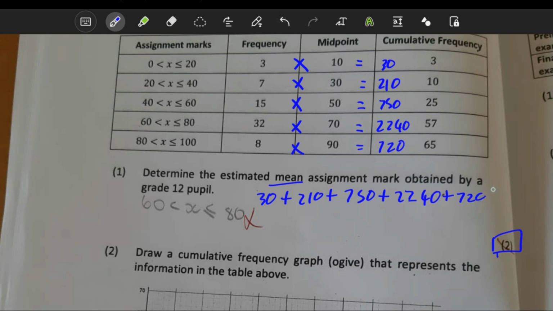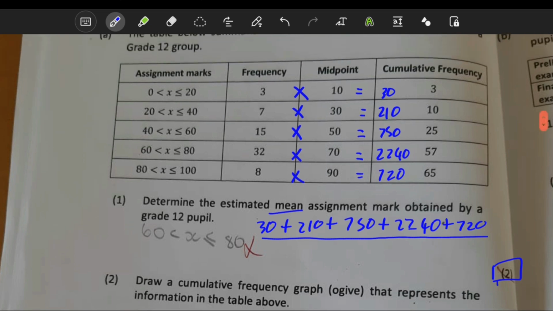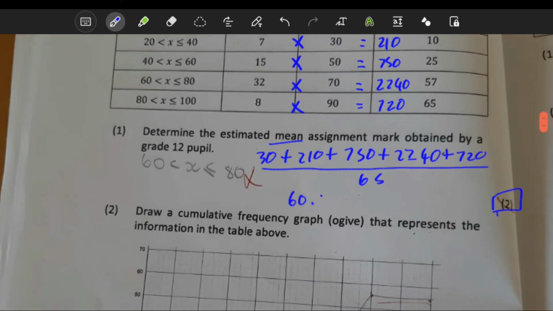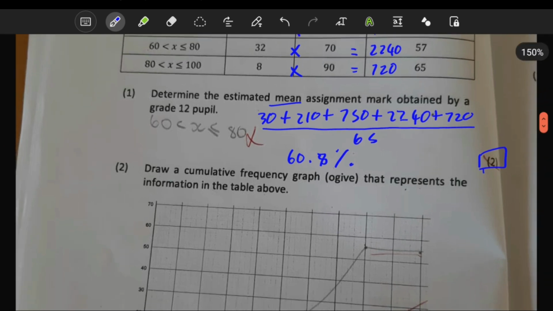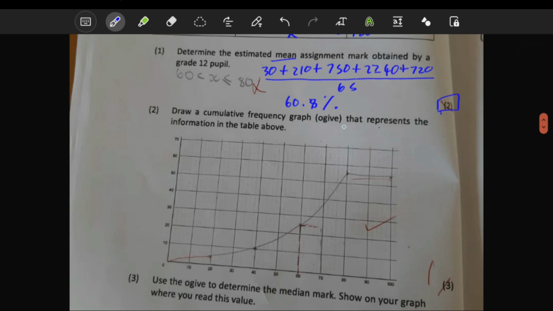This here is like the total of all the marks, right? You're just going to divide it by how many people there are, of which this cumulative frequency is telling us that in total you have 65 people, because you added these 3 plus these plus these plus these plus these. So in our calculator, let's see what this is going to give us. We have there 30 plus 210 plus 720 plus 2240 plus 720. So if you divide that by 65, you're gonna get an average of like 60.70. So it's like 60.77, but to one decimal place is just gonna be 60.8%.